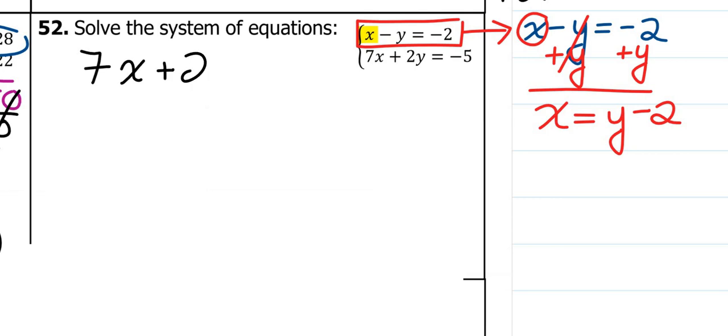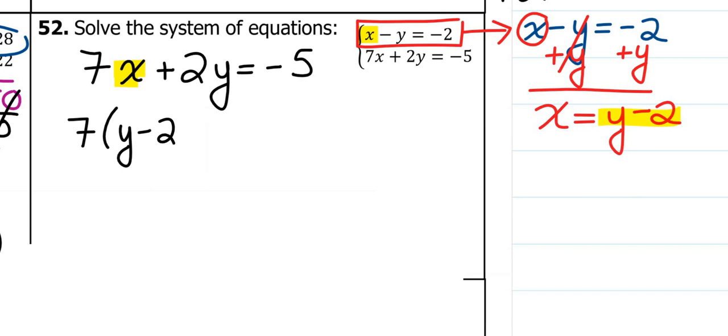7x plus 2y equals negative 5. And now I'm going to substitute out x with what I just figured out, that x is equal to y minus 2. So instead of writing x, I'm going to write y minus 2. So 7 times y minus 2 plus 2y equals negative 5. Since now I only have y as a variable, I can solve for y. So let's go ahead and do that.